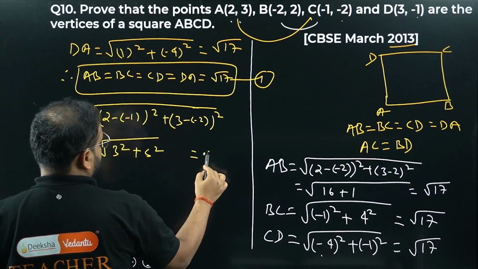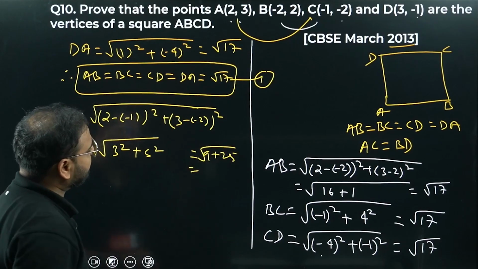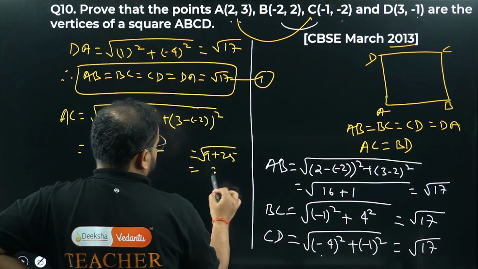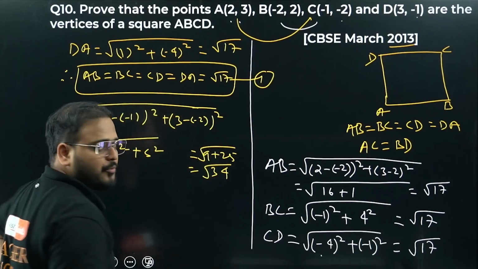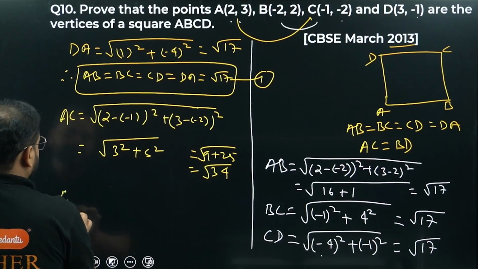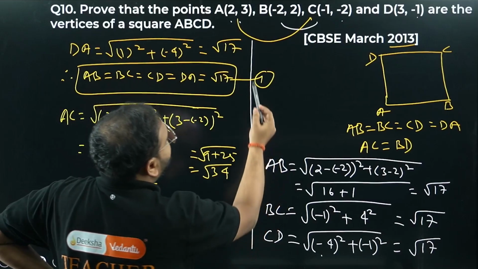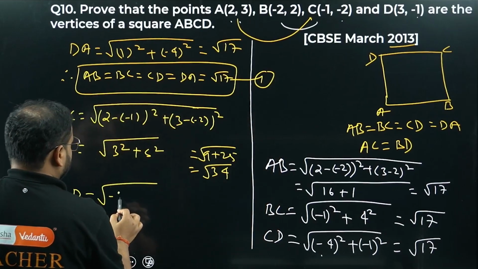Coming as 9 plus 25. How much is that? 34, right? Root 34. Okay, great. What about BD? Please check for BD also. For BD, I'm going to get what? Minus 2 minus 3. So minus 5.